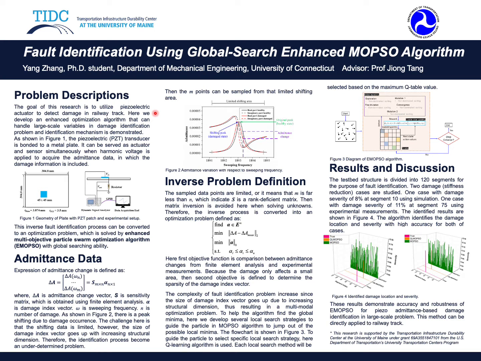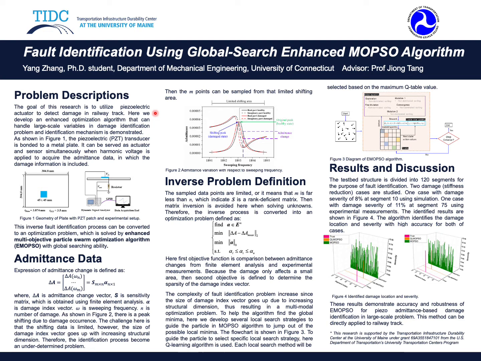As we know, the fault identification process is an inverse problem. Then we can convert this inverse problem into an optimization problem. Then we can solve it using the developed enhanced multi-objective particle swarm optimization algorithm with global searching ability. And then we can inversely find the damage location and severity. The second part is admittance data.